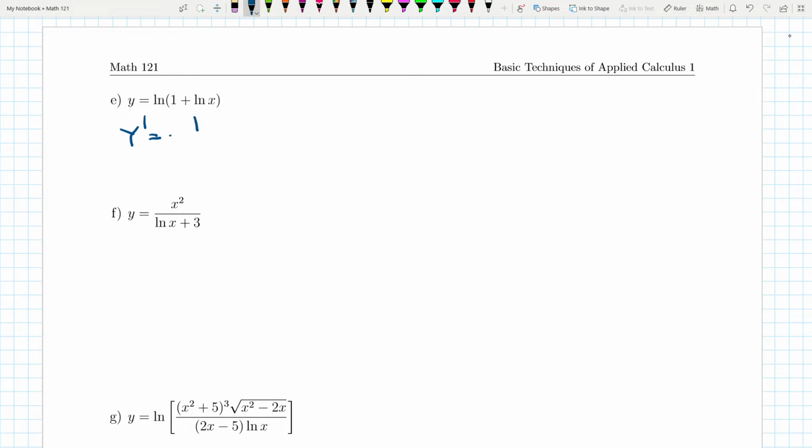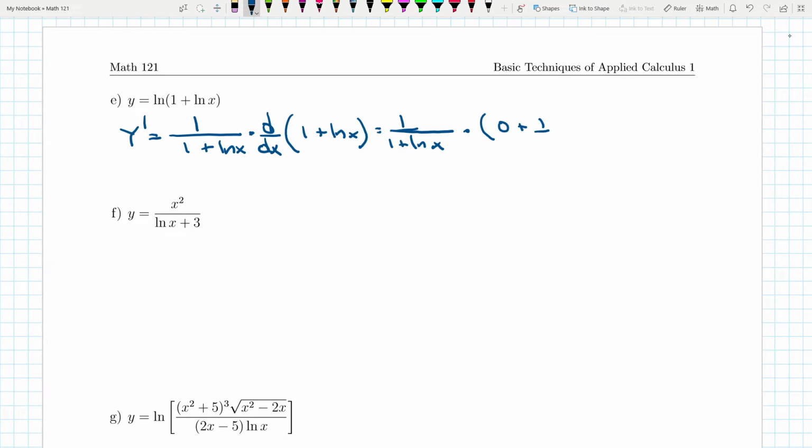That is 1 over the quantity in parentheses, which is 1 plus ln x, times the derivative with respect to x of the function 1 plus ln x. So let's take the derivative of this quantity in parentheses. That times the derivative of 1, which is 0, plus the derivative of ln x, which is 1 over x. And 1 over x plus 0 is simply 1 over x. And in this case, that's 1 over (1 plus ln x) times 1 over x.